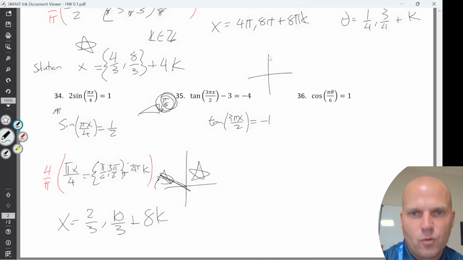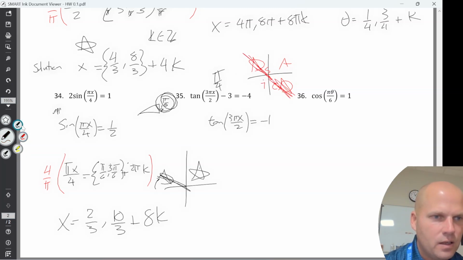Tangent equaling -1. Think about the triangle. Which is the triangle where tangent equals -1? Well, that's when the opposite over the adjacent is the same. We're going to have the pi over 4. I'm thinking about the pi over 4 where tangent's negative. Tangent's going to be negative there and there. So I want the pi over 4 there. I want the pi over 4 there.